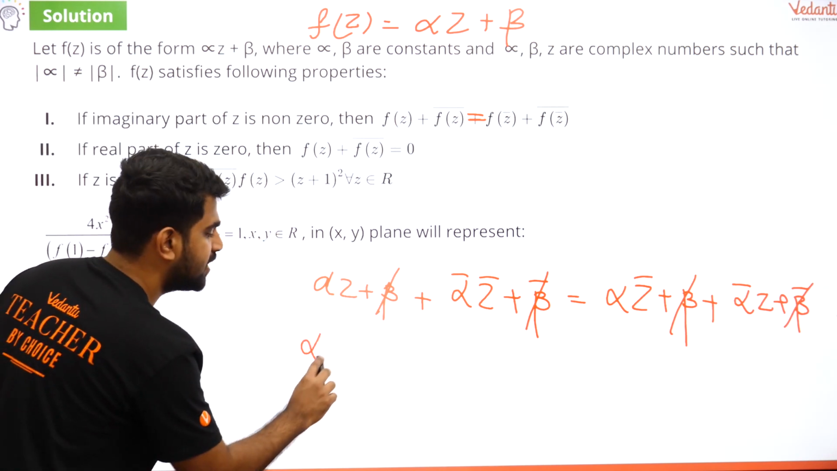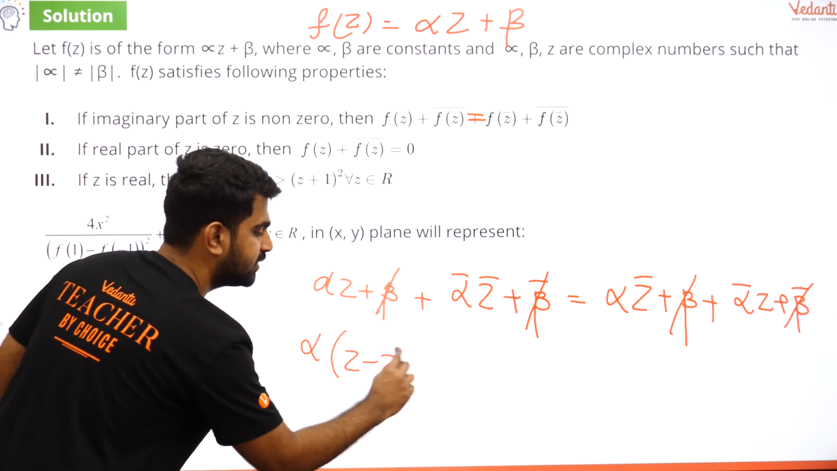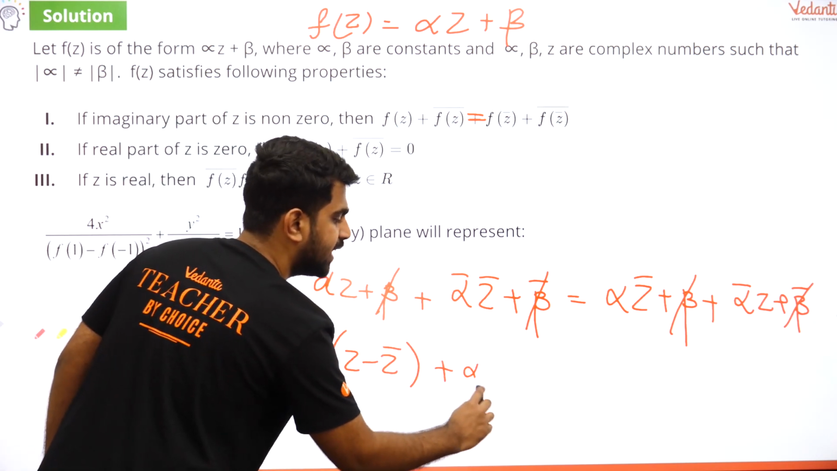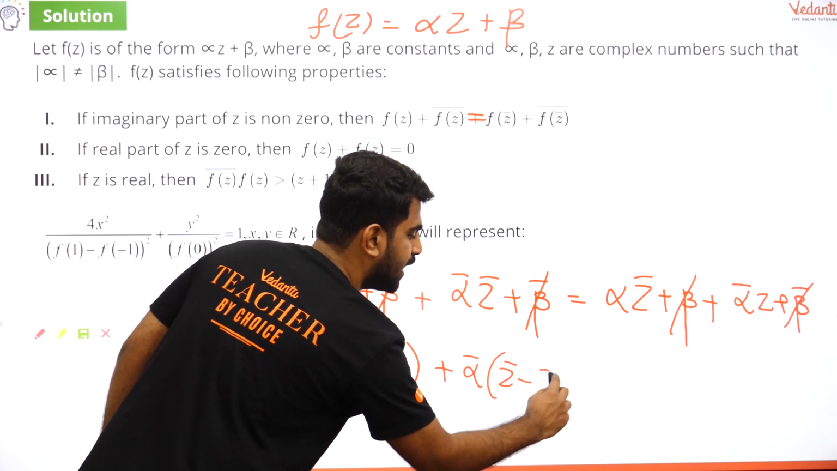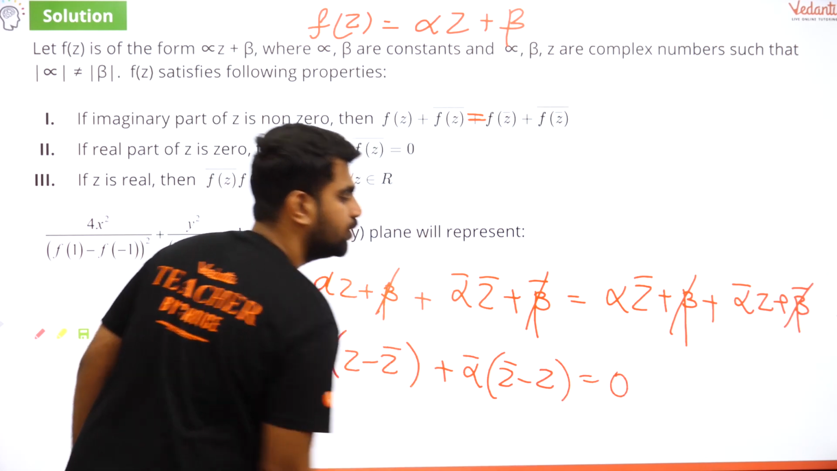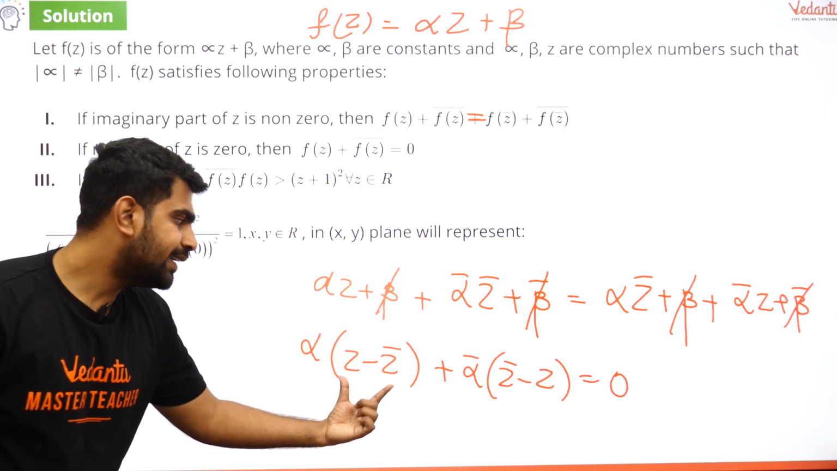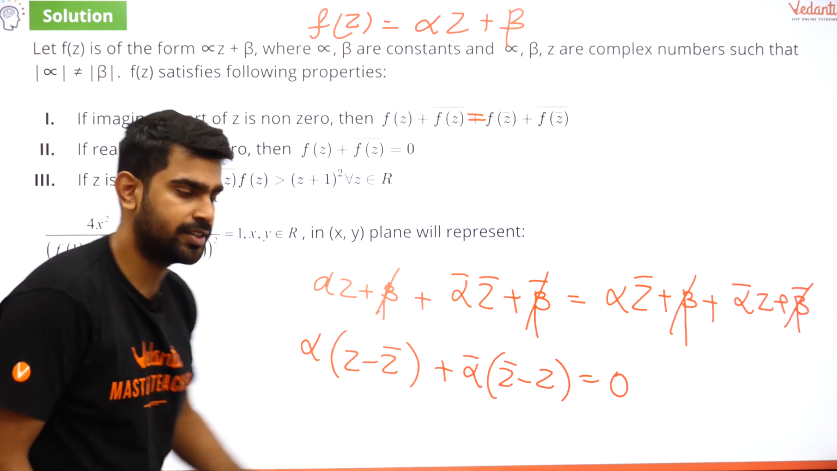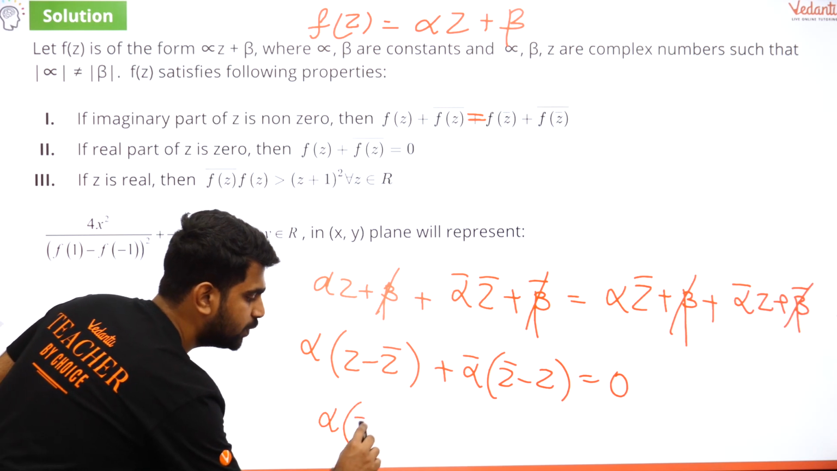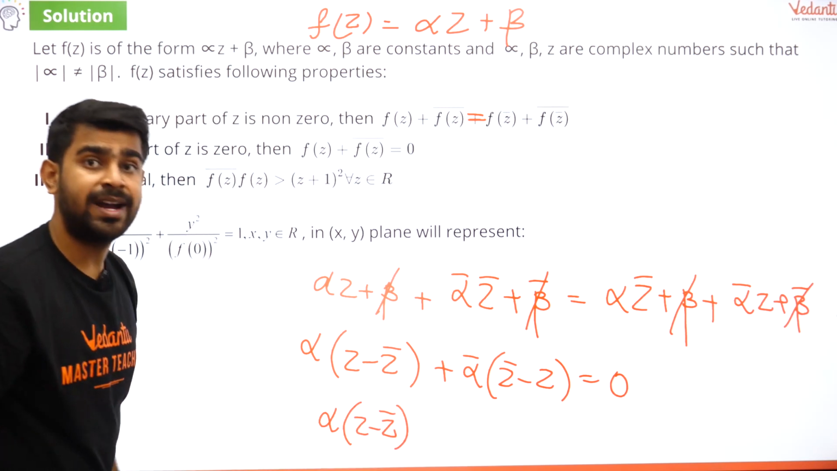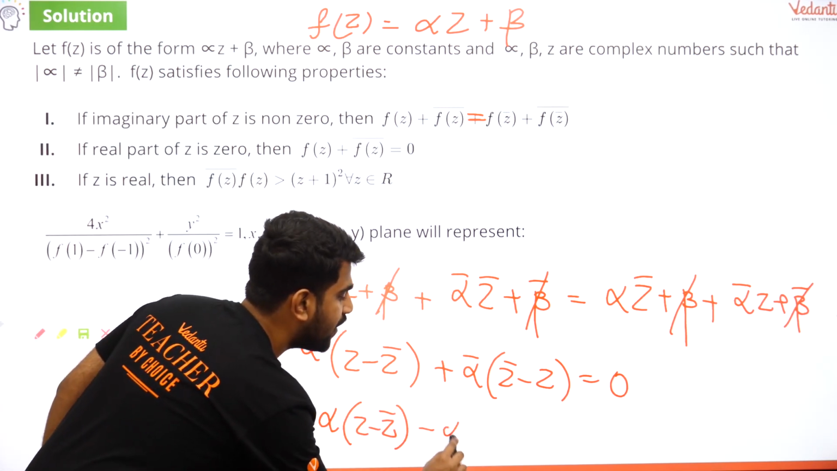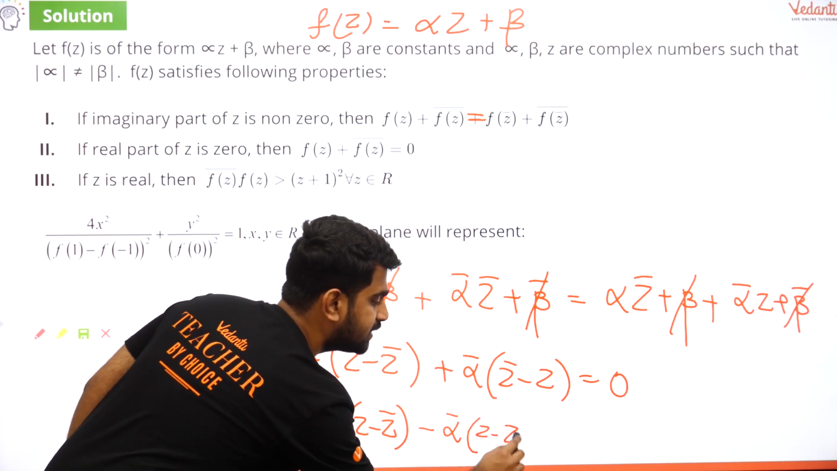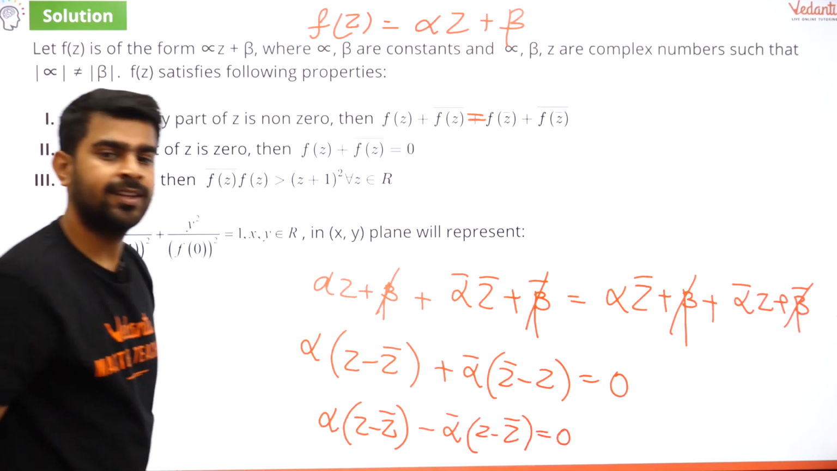Now let us collect the terms and see what is happening. So I will collect alpha, you will get z minus z bar. Then I will collect alpha bar, I will get z bar minus z is equal to 0. Now I want to keep it as z minus z bar. So what will I do? I will take a minus out from here. So guys, watch carefully. This will change to alpha into z minus z bar minus alpha bar into z minus z bar equal to 0.